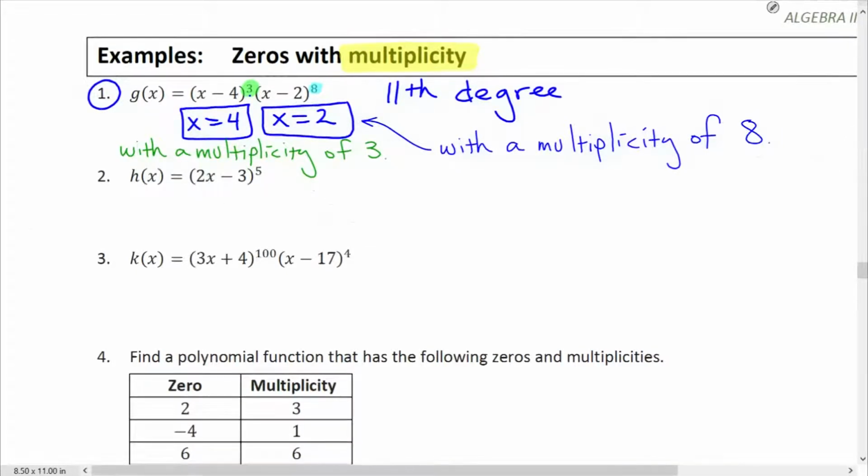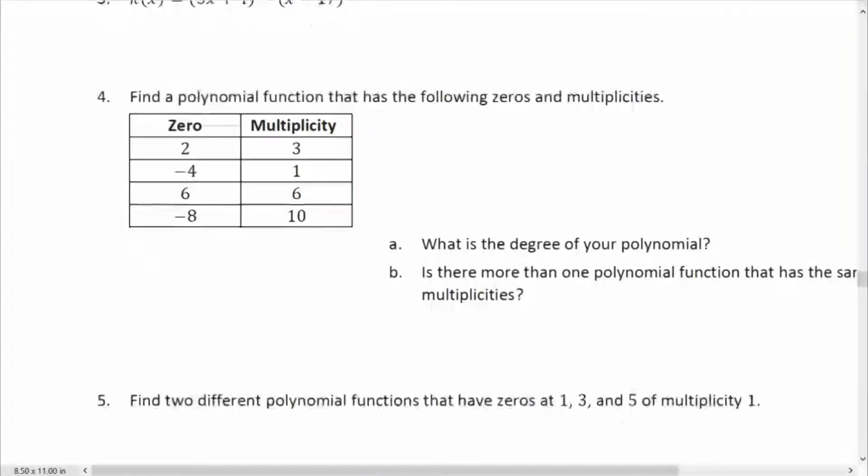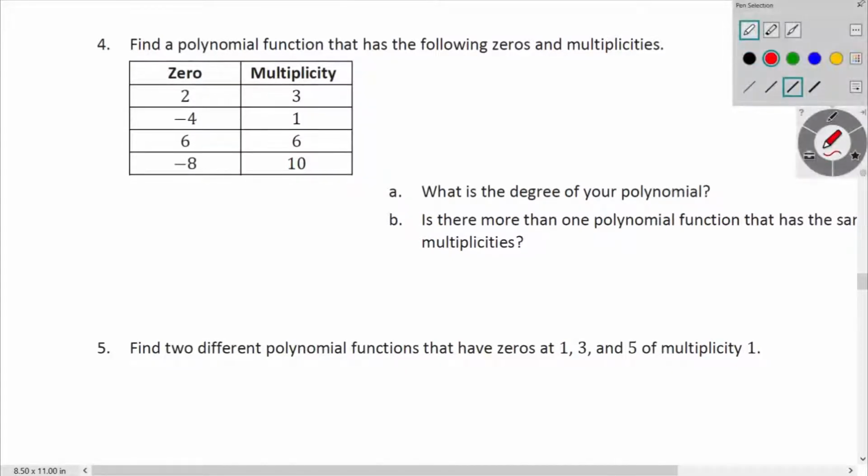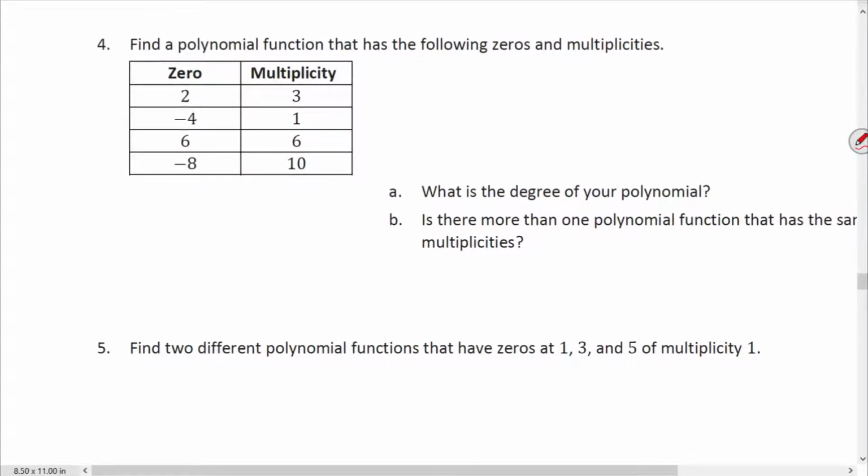Let's jump down here to number 4, and we'll find a polynomial that has the following zeros and multiplicity. So the other way around, if they give us the zeros and multiplicities, can I find an equation that matches that? Well, I need a zero of 2. I'll just name my function f of x. To get a zero of 2, I must have x minus 2 as one of my factors. And if it has a multiplicity of 3, then like I saw in number 1, I'm going to have this to the third power. So 3 of my zeros are 2.